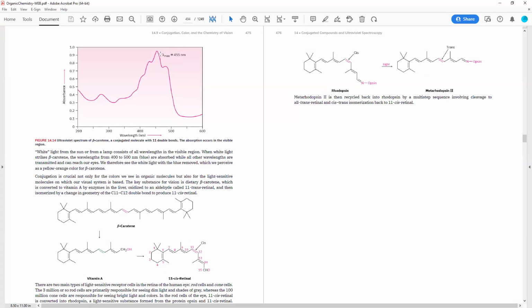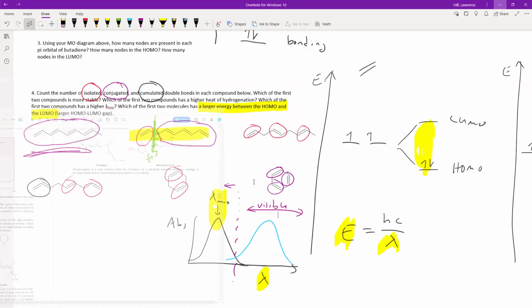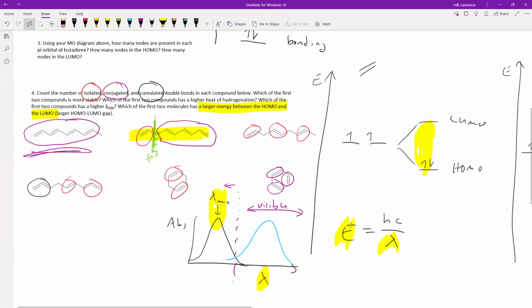If this lambda max goes to the left and leaves the visible range from 400 to 700 or so, then we will lose that color. And that happens as that HOMO-LUMO gap gets larger. Again, one last time, larger HOMO-LUMO gap, larger energy, smaller lambda max; smaller energy between the HOMO and LUMO, larger lambda max.